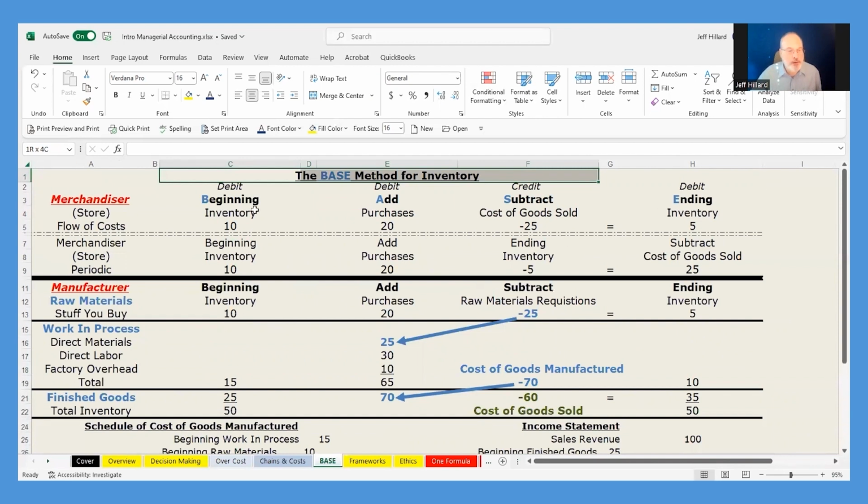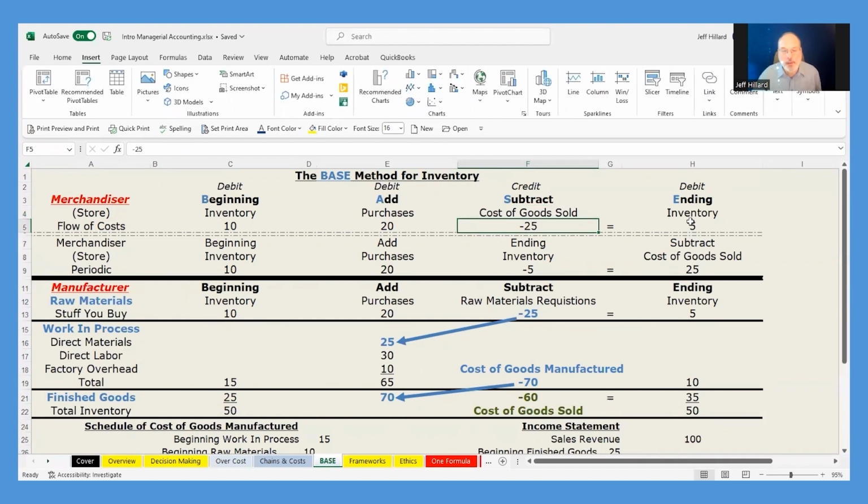with. So when we're talking about inventory for a merchandiser, a store, if they start with $10, which would be a debit, and buy $20 more, that's called purchases, and have a cost. Now, remember, this is cost, not the revenue price. Cost of 25, we end with $5 worth of inventory.